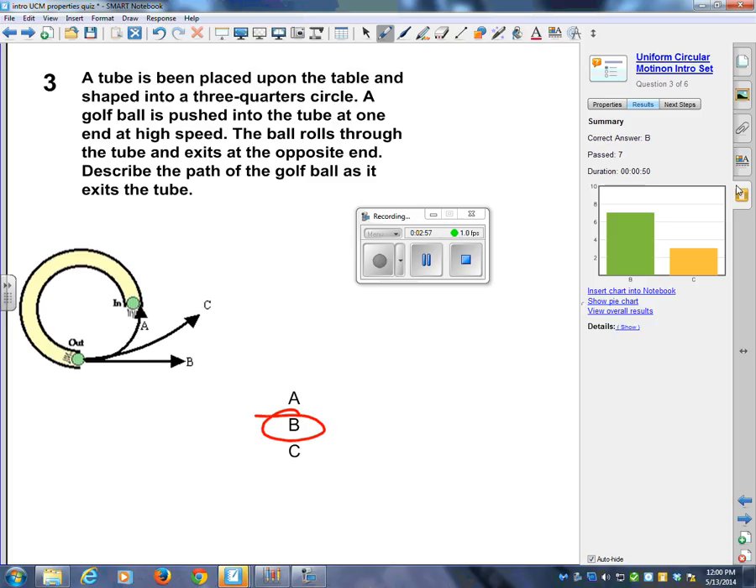I don't think it would lift it up, though. Wouldn't lift it up. Only way it's going to lift up is if there's a little bit of a launch angle here, right?